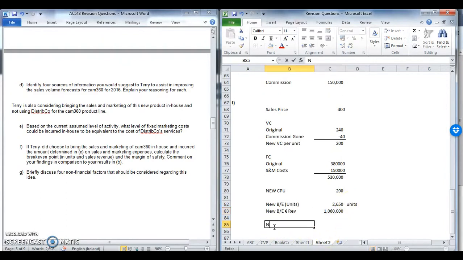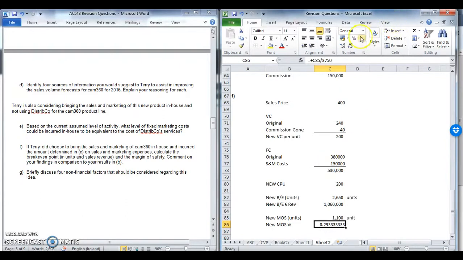And the new margin of safety in units, it's 3750 minus the break-even. So our margin of safety now is only 1100 units, and margin of safety percentage is, it's the 1100 over the current expected number of units, 3750. So the margin of safety has fallen down to 29%.